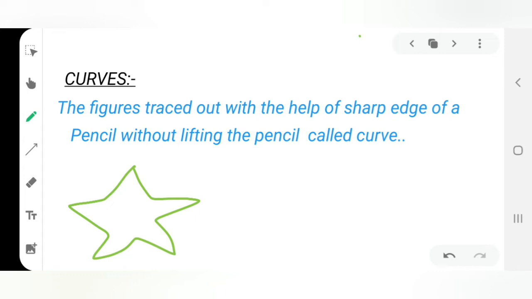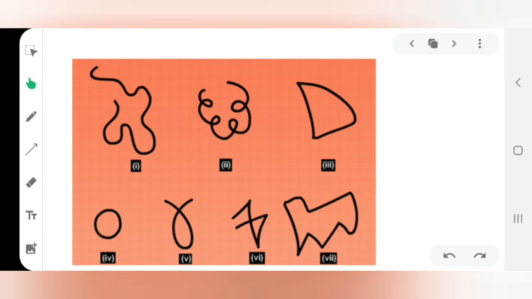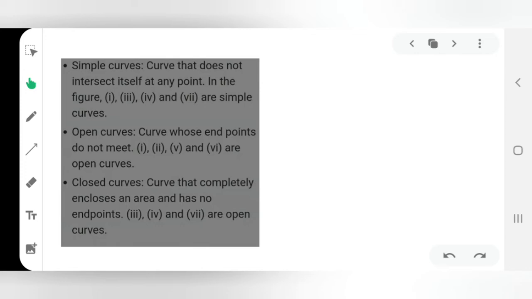So students, there are some types of curves. Let's understand what these are. You can see that this is a curve. It is made without lifting the pencil. Similarly, this and this. Before giving their names, let's learn the types of curves. What are simple curves? A simple curve is a curve that does not intersect itself at any point.